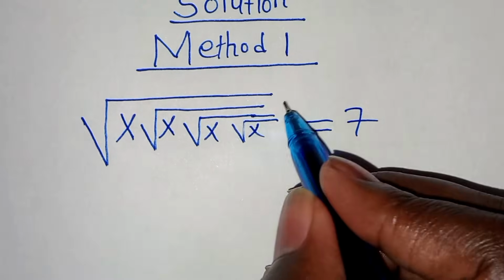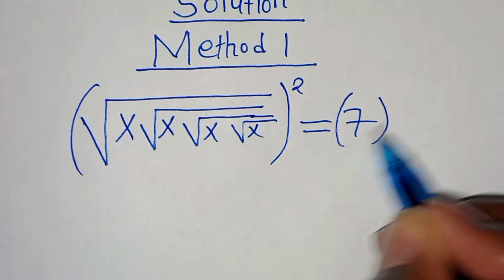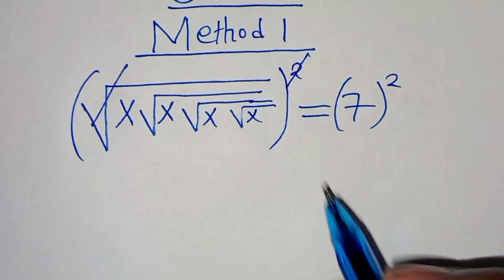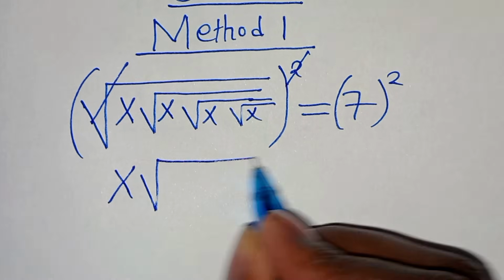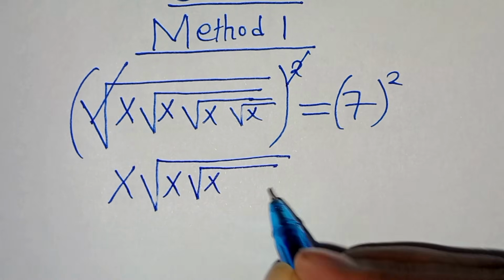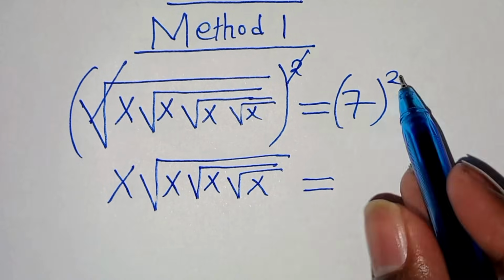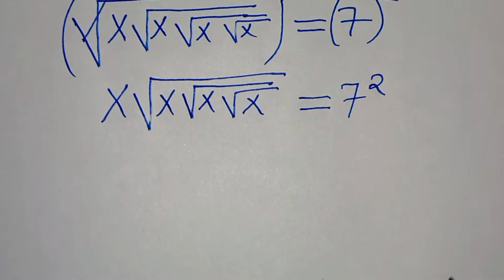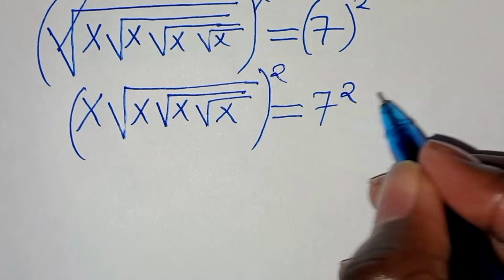The first step is to square on both sides, so that now we eliminate the first square root sign. So this means we have x multiplying by square root of x multiplying by square root of x multiplying by square root of x. This is equal to 7 to the power of 2. Now we proceed again. Let's square on both sides from here.